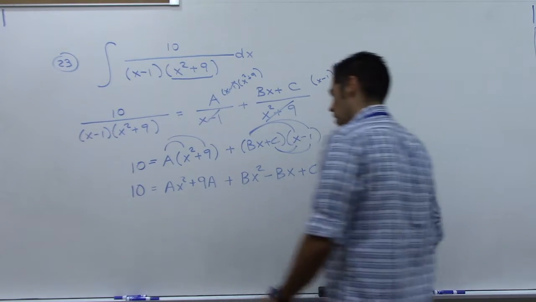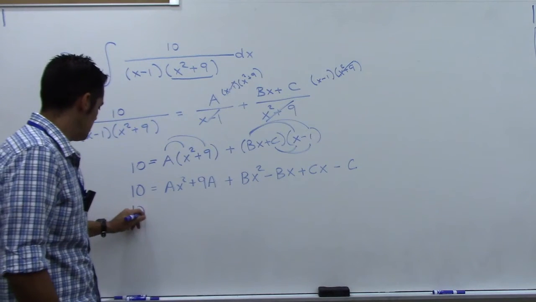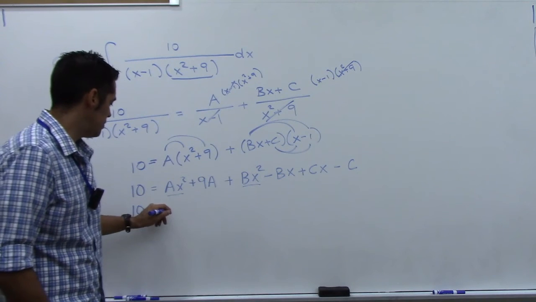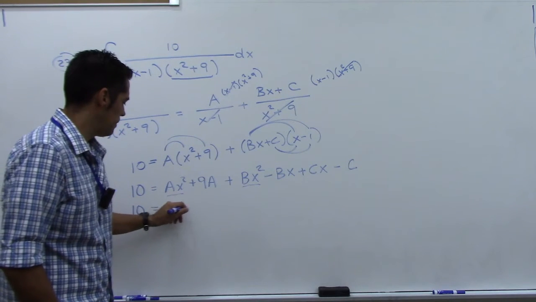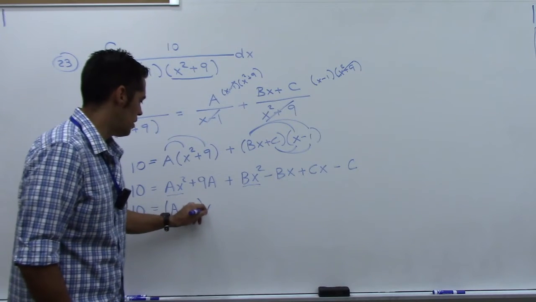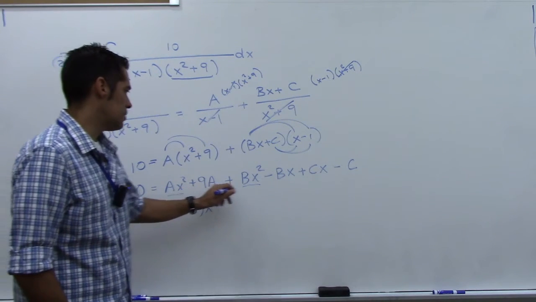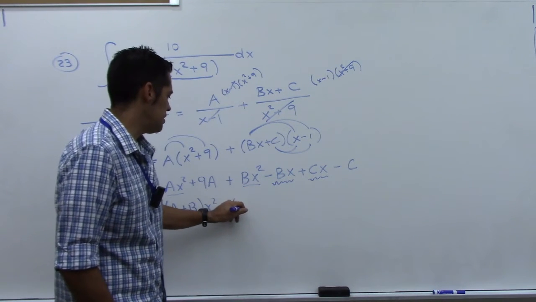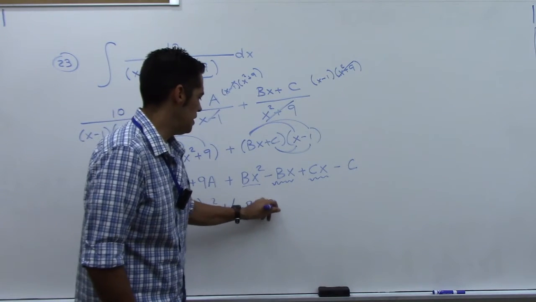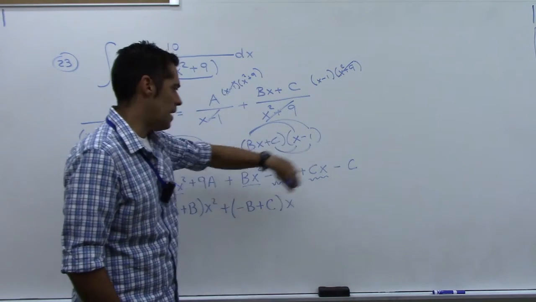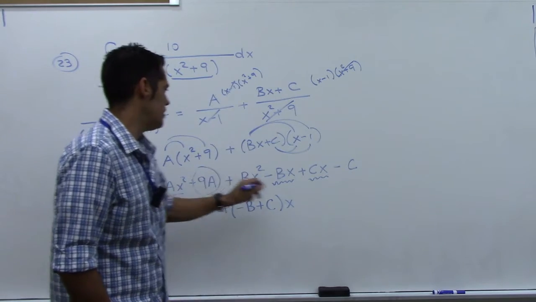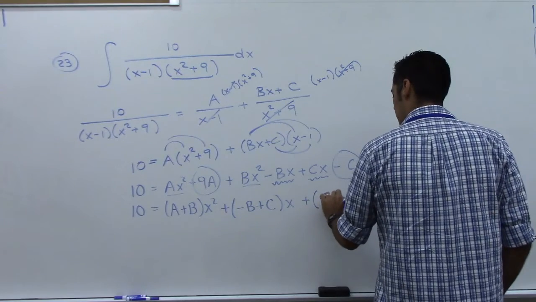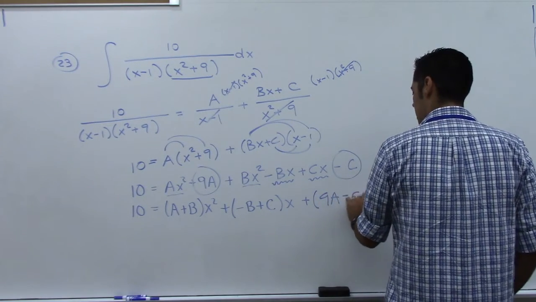And now I'll collect all my like terms together. So 10 equals, here are my x squared terms right here. I'd like to put them together one time here, A plus B, and then factor out the x squared. Then I'll do the x terms. There's one, there's one. So plus again, then in parentheses, negative B plus C times x. So I put those two together and I factored an x out. And then the things that don't have any x's, plus in parentheses 9A, and then it was minus C.